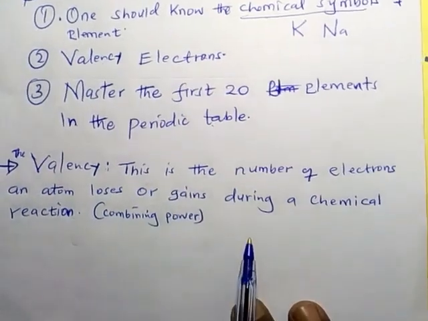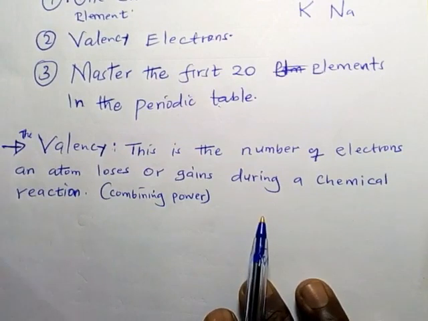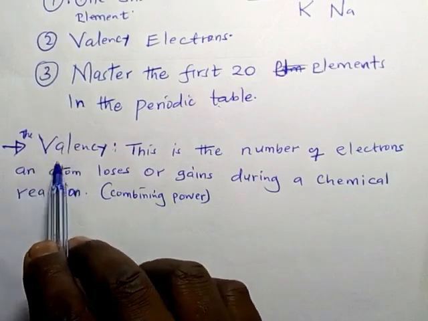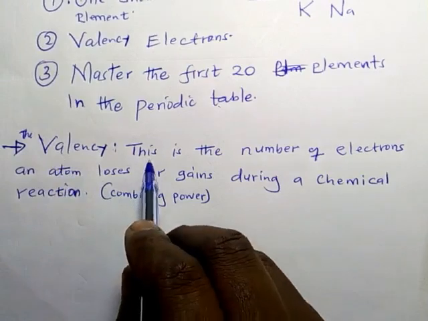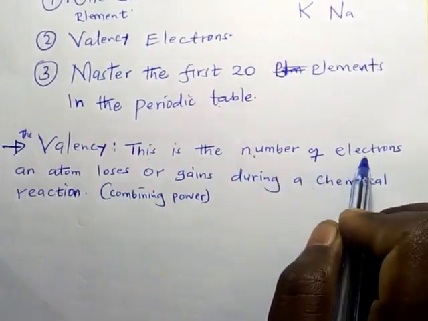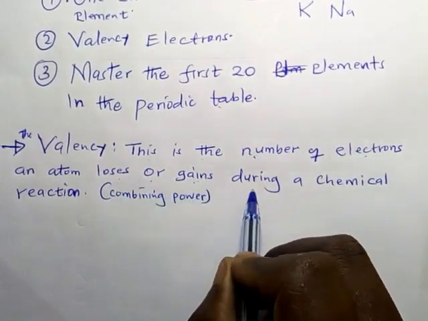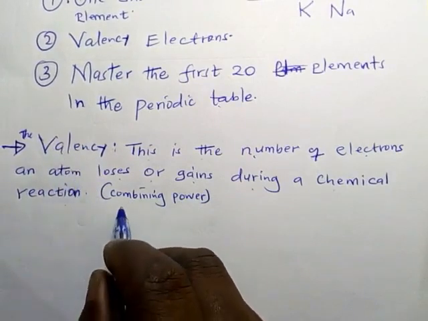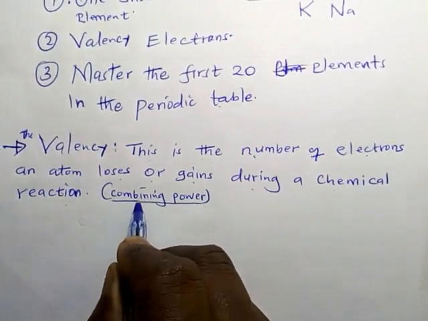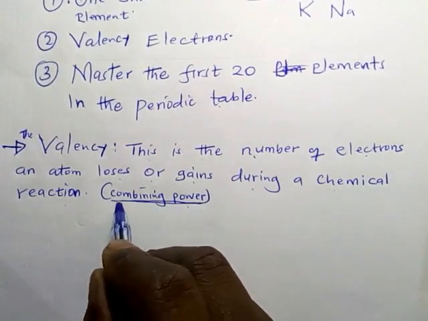So valence electrons are very, very critical in writing chemical formulas. Valence electrons are very important. Therefore, we want to define what a valence is. This is the number of electrons an atom loses or gains during a chemical reaction. Valence is also called combining power, because this is what we use to combine atoms to form a compound.